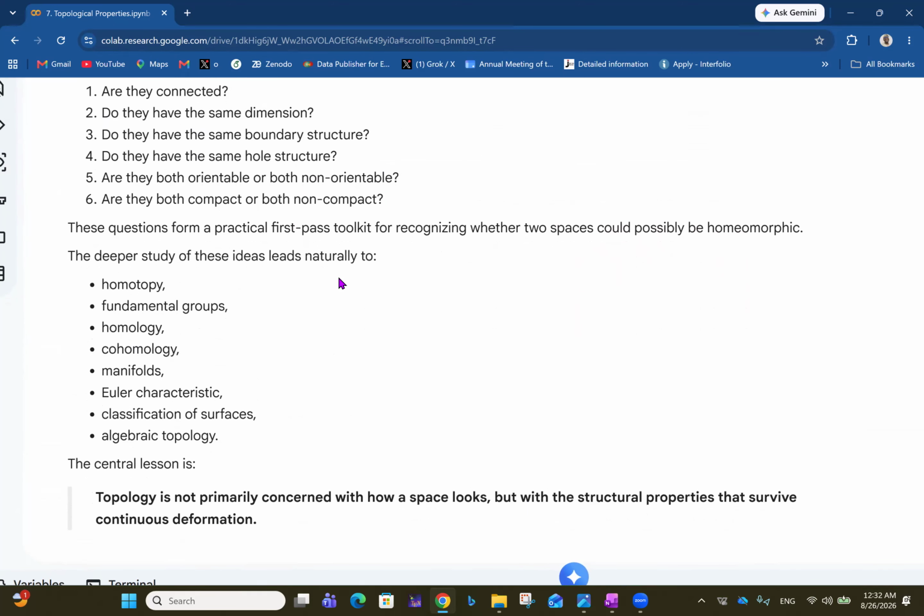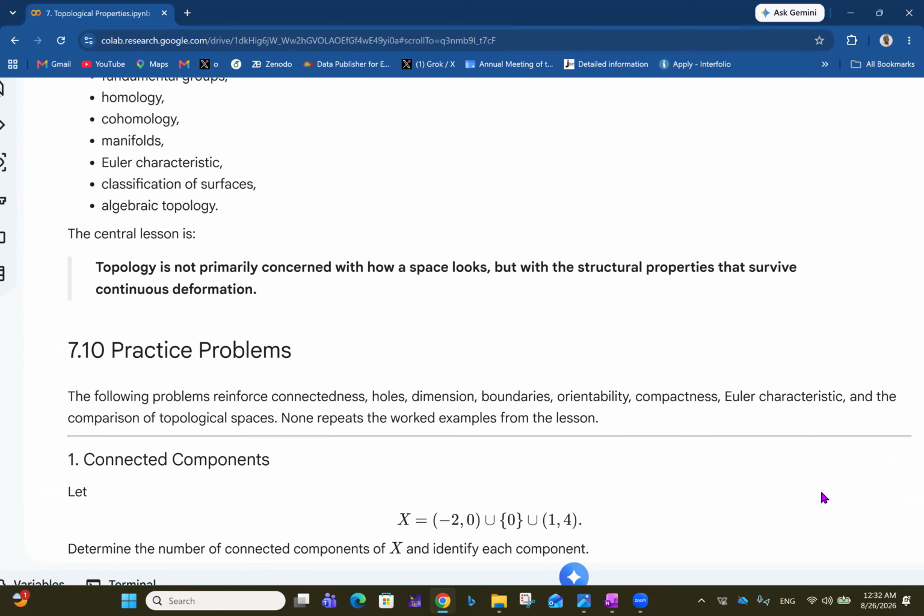The deeper study of these ideas leads naturally to homotopy, fundamental groups, homology, cohomology, manifolds, Euler characteristic, classification of surfaces, algebraic topology. The central lesson is topology is not primarily concerned with how a space looks, but with the structural properties that survive continuous deformation.